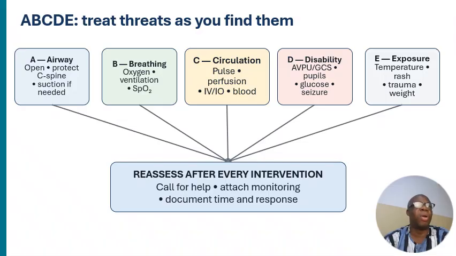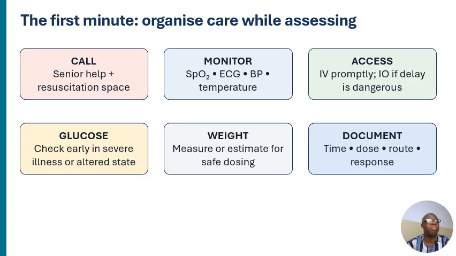You will notice that all 5 arrows lead to reassessment. After every intervention is administered, make sure you return to the ABCDE framework. Call for help early, attach a monitor, and document the time and response at every stage. Do not postpone stabilization while trying to obtain a perfect history. The framework you are seeing here is useful only if we can organize the first 1 minute efficiently.